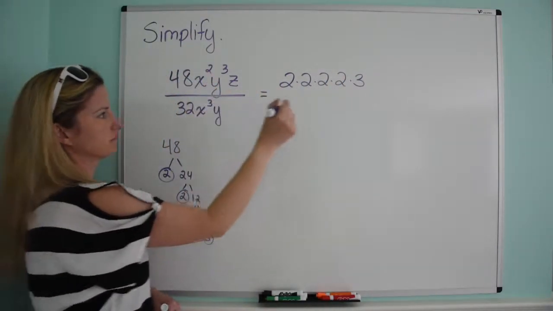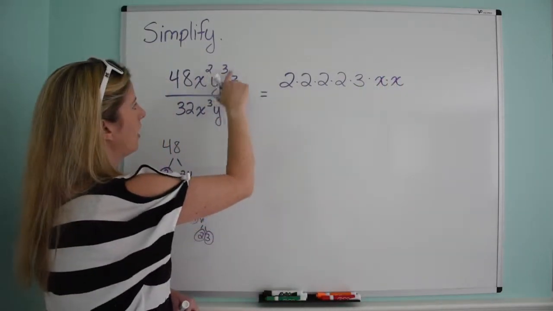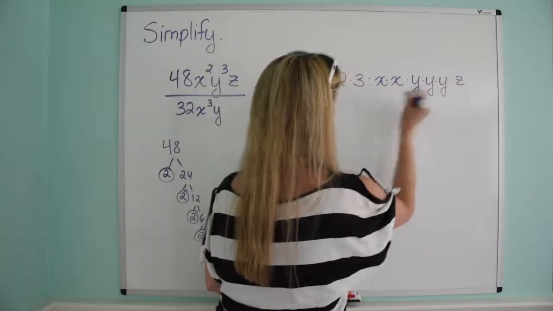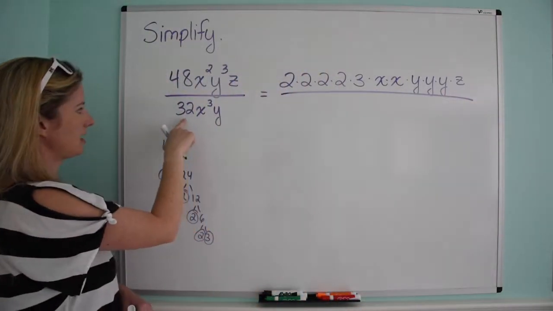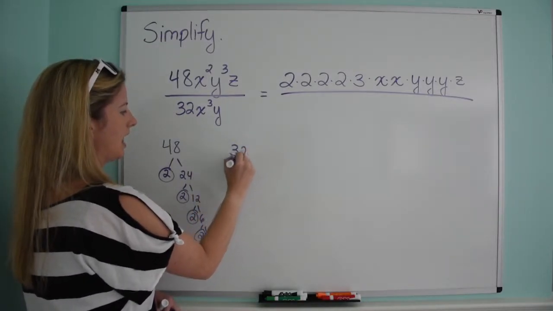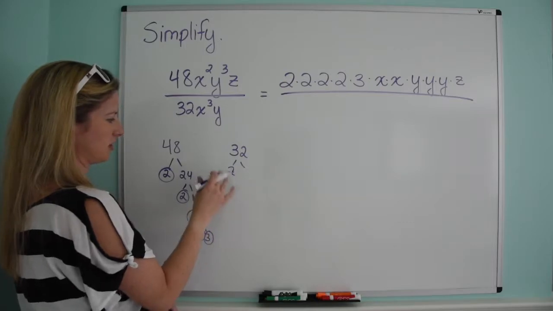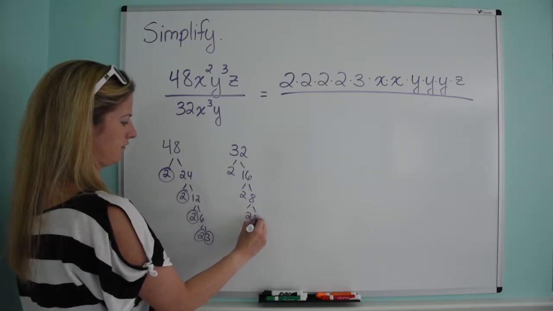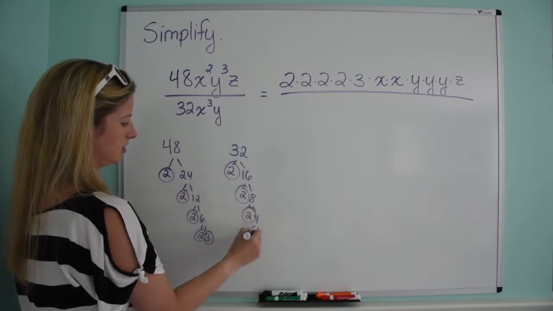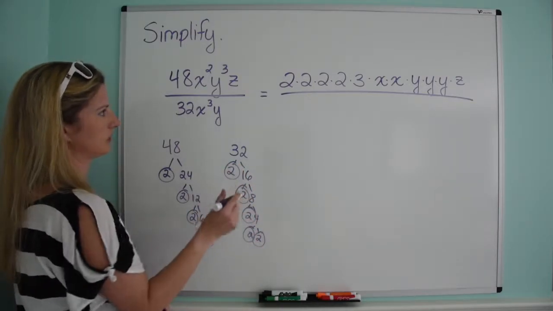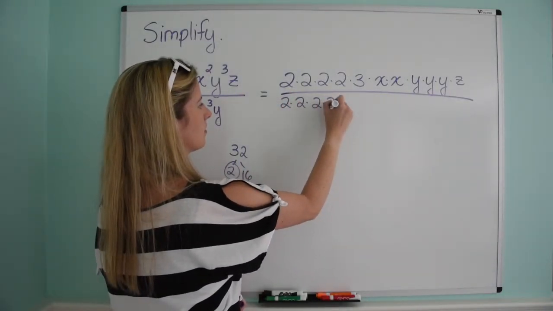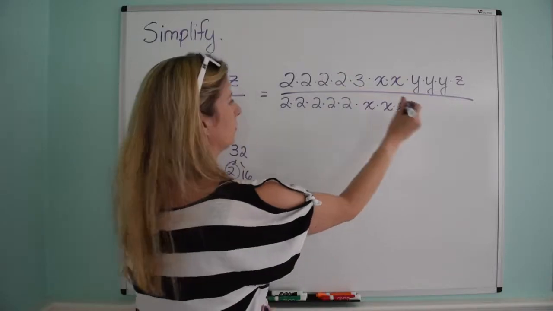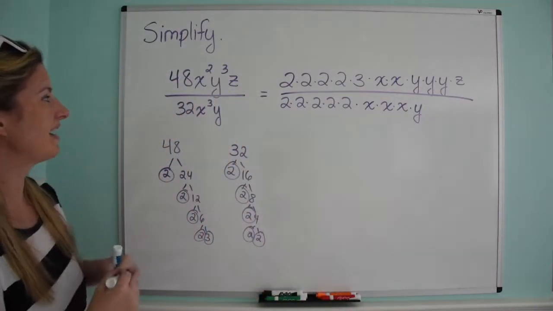Perfect. X squared, that's just x times x. Y to the third, 3 y's. And z is just chilling as itself. Perfect. All right, denominator, 32. And when I do factor trees, I like to go straight to the twos. I always start with the twos, the threes. I like to get the lowest prime numbers I can start with. So that's 16, and then that's 2 and 8, and then that's 2 and 4, and then that's 2 and 2. So my prime factorization of 32 is 2 times 2 times 2 times 2 times 2. That's what equals 32. So I've got 5 twos. Perfect. And 3 x's. And 1 y. Perfect. So now I can simplify this.